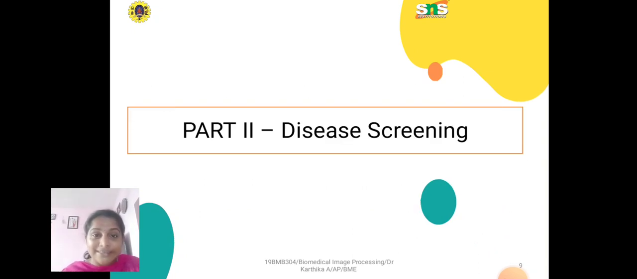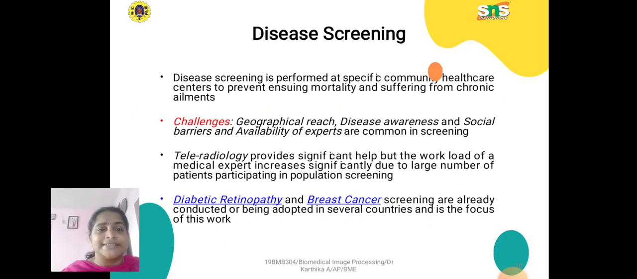And CAD in disease screening. Disease screening is performed at specific community healthcare centers to prevent mortality and suffering from chronic ailments. While coming to challenges, geographical reach, disease awareness, social barriers and availability of experts are common in screening. Here we have examples like diabetic retinopathy and breast cancer screening, which are already conducted or being adapted in several countries, and we have taken this as an example in this case study.